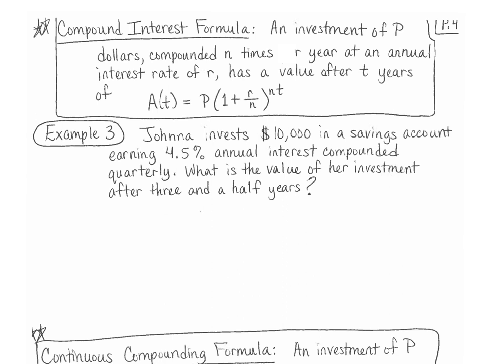All right, so let's get it. What formula are we about to talk about? Compound interest formula. You need to know it. It says an investment of P dollars. What are we investing? P dollars, compounded n times per year at an annual interest rate of r.